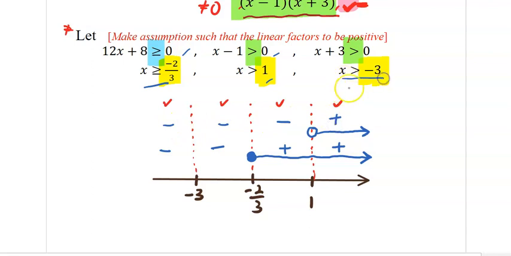Then the last one, I have the case of greater than negative 3. So on top of negative 3, I have an empty circle. Greater, so all the way to positive infinity as well. The sign with line is plus, without line is minus. I need to make sure I consider all 4 intervals for each of the cases.